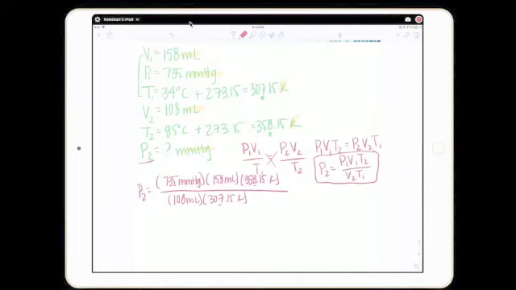735 times 158 times 358.15 divided by 108 divided by 307.15. My pressure should be equal to 1253.819, and I'm going to round that to 3 sig figs. So 1250 millimeters of mercury. Notice I cancel my Kelvins and my milliliters, so millimeters of mercury is all that's left over.